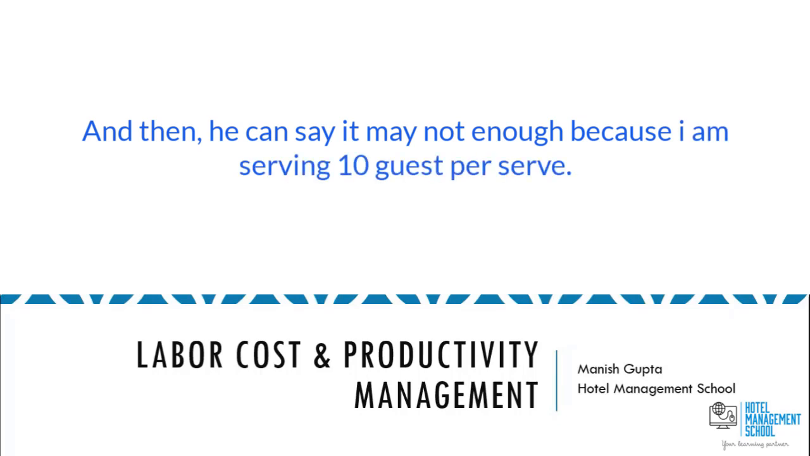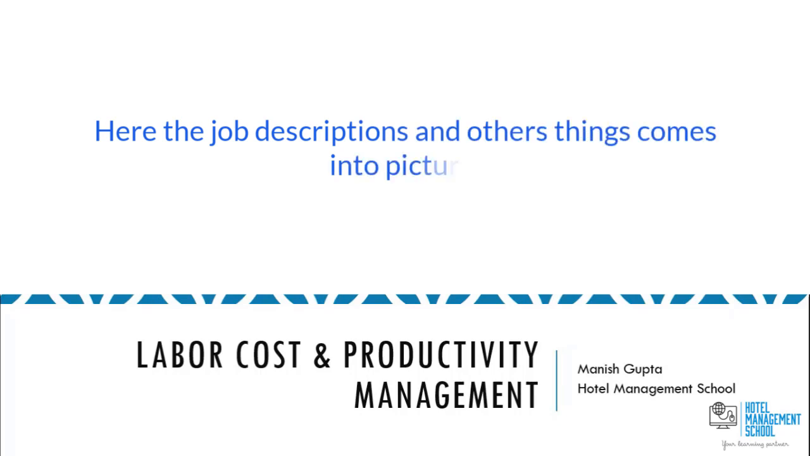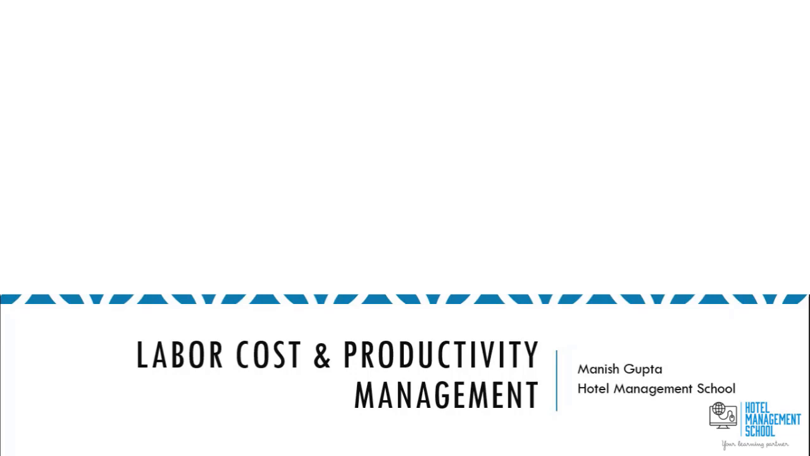But here the concept of labor productivity and multitasking comes into the picture, because it means we need to train our staff in multitasking, right? Not one task limited to one type of person. So here the job descriptions and other things come into the picture. That's how we manage the cost. That's one aspect. So this is the summary of the class, and then we will look in more detail at how we manage the productivity, how we are going to measure the results and manage the cost.